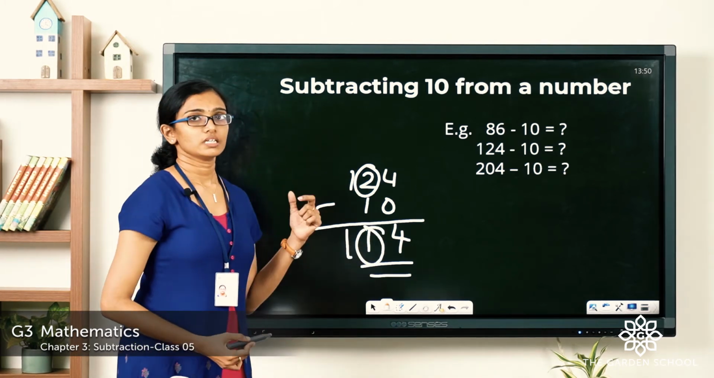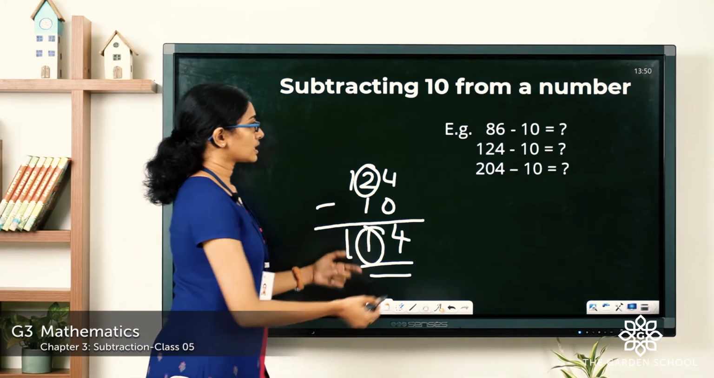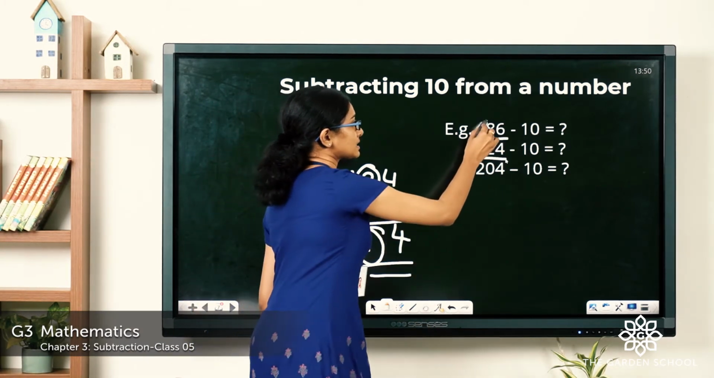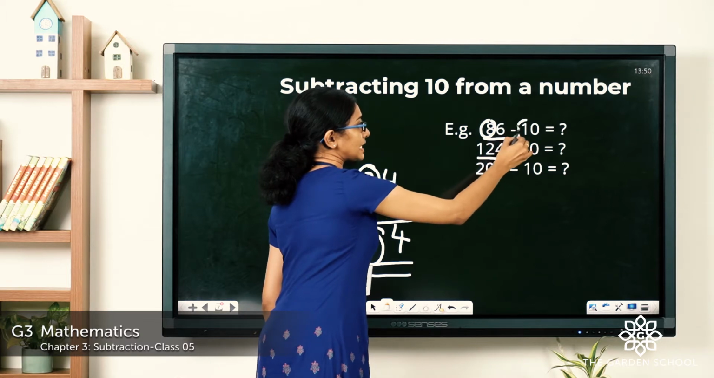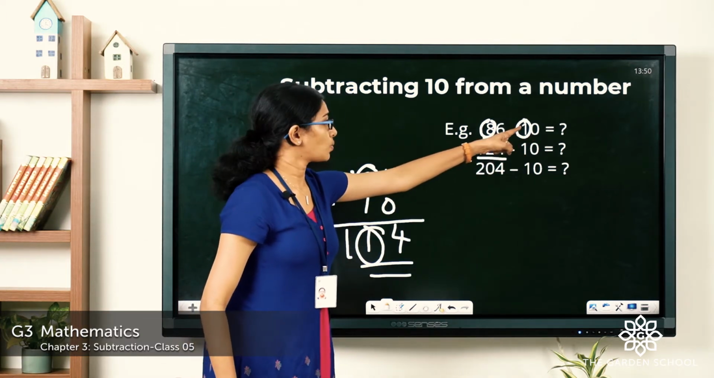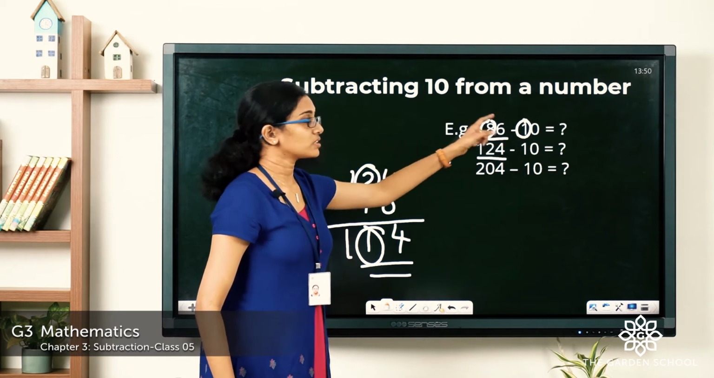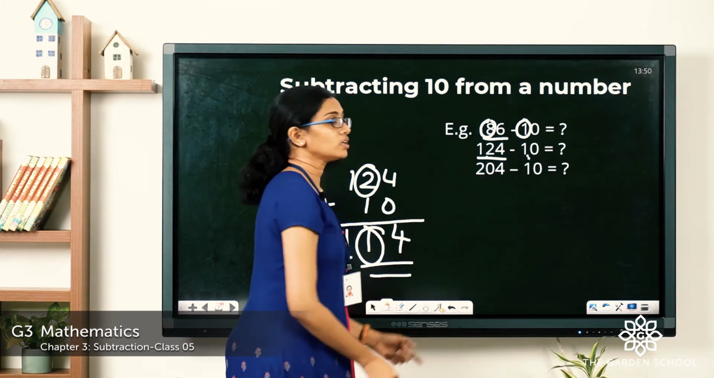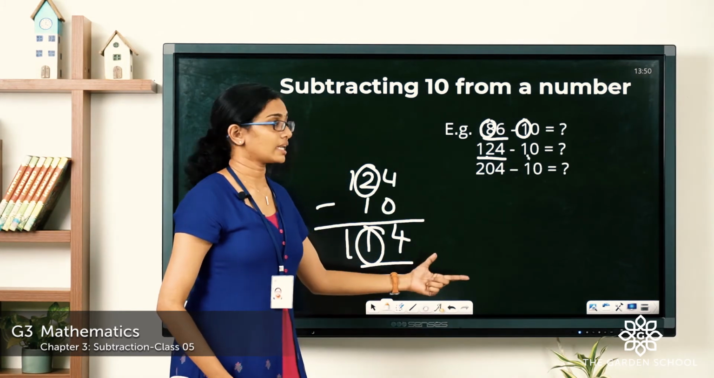The tens digit changed. In both these examples, 86 and 124, the tens digit was greater than the tens digit here, which is 1. So 8 is greater than 1, so you don't have to regroup. Here also 2 is greater than 1, so you can just subtract without any regrouping.